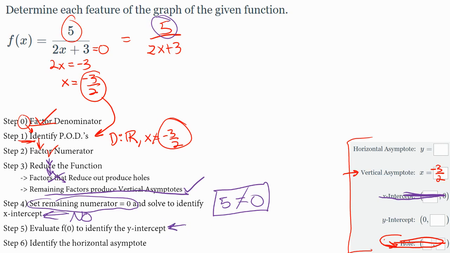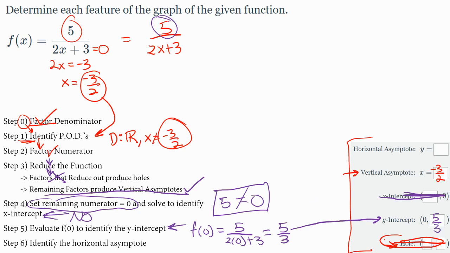So we keep working the process, and now we evaluate f of 0 to do our y-intercept. f of 0, we're looking for the reduced version. So f of 0 means I just plug in 0 to my function up top, 5 over 2 times 0 plus 3, which is going to give me 5/3. But that's needing to be written as a coordinate, and my box over here is already set up for me, 0, comma, and I just put 5/3 right there, is the y-intercept.